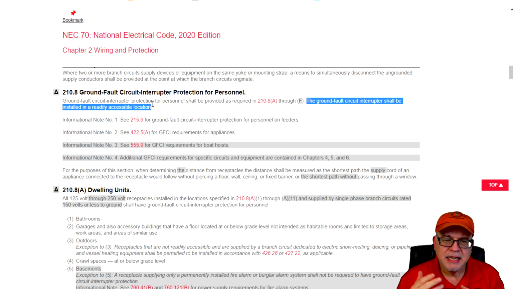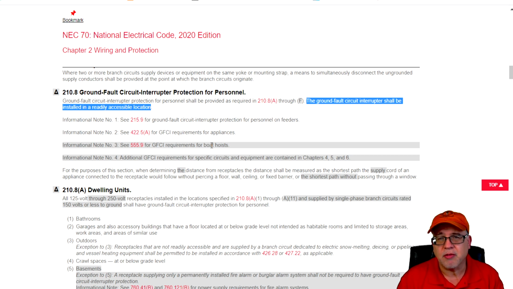All right, so next thing you see here on the screen is the grayed out information. This is new material that has been added to the 2020 edition. Again, these are informational notes. So again, they're explanatory. They're just good information. They're not enforceable by any means by jurisdiction, but they do give you some nice informational guidelines and guideways into other areas of the National Electrical Code.